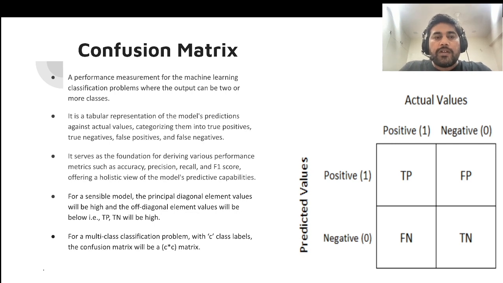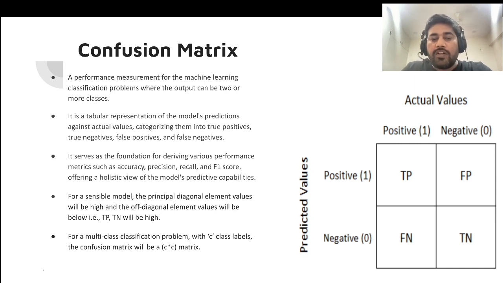The confusion matrix is a performance measurement for a machine learning classification problem, where the output can be two or more classes. Basically, it's a tabular representation of the model predictions against the actual values. We categorize them into true positive, true negative, false positive, and false negative. It also serves as a foundation for various performance metrics like accuracy, precision, recall, and F1 score, and it gives a very holistic view of the model's predictive capabilities.